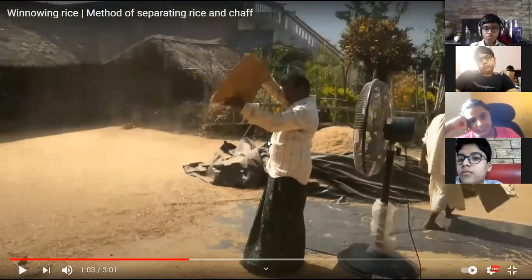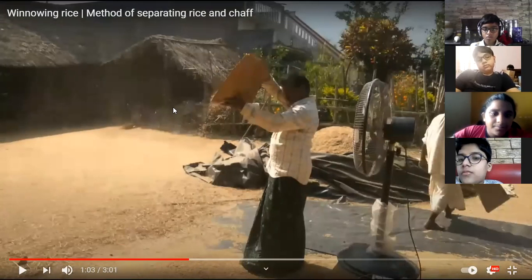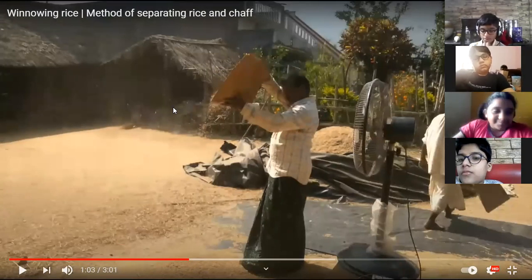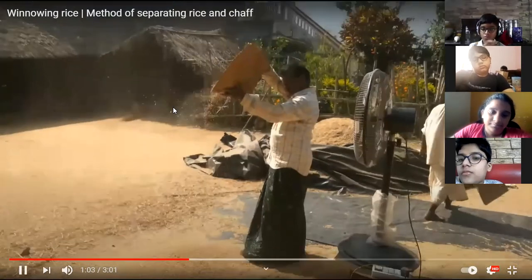Now you can see clearly, right? The grains are falling exactly below the winnowing basket. Sir, I have a doubt. What if the fan speed is more and the grains also fly away? If the fan speed is more, the husk particles will travel a longer distance compared to the grains, right? So grains will fall at some distance from the winnowing basket, but husk will travel a longer distance if the fan speed is more.